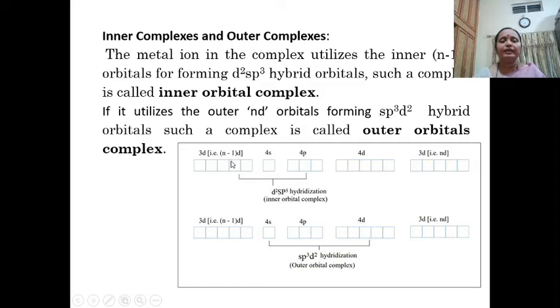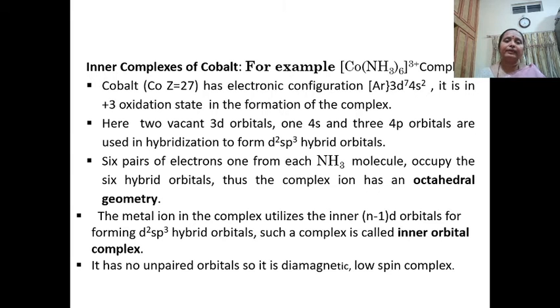So if (n-1)d orbitals are used, the hybridization involved is, if it is going to use 2 3d orbitals, 1 4s and 3 4p, it will be an inner complex with d2sp3 hybridization. But if it is going to use 2 of the 4d orbitals, 1 4s and 3 4p, the hybridization formed is going to be sp3d2, because it is using the outer d orbitals. It will be called an outer complex. So d2sp3 hybrid orbitals are inner orbital complexes, and sp3d2 are going to be the outer orbital complexes.